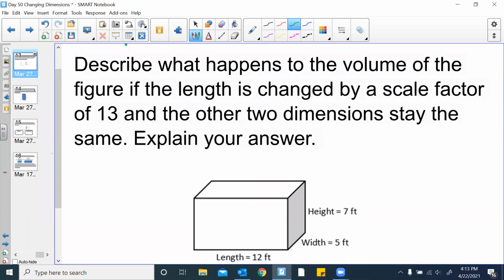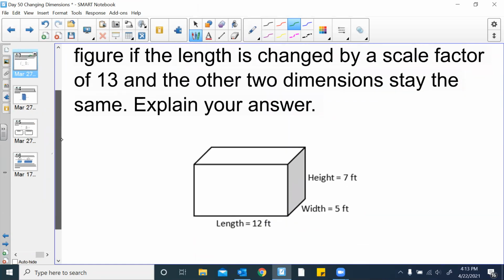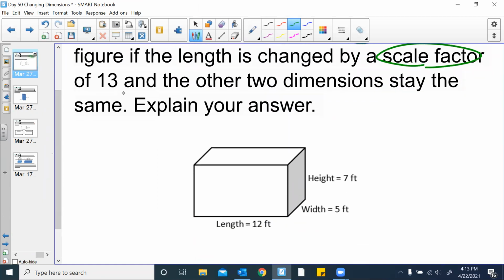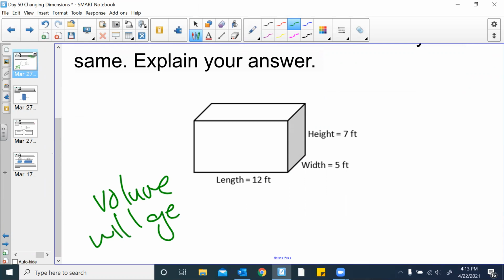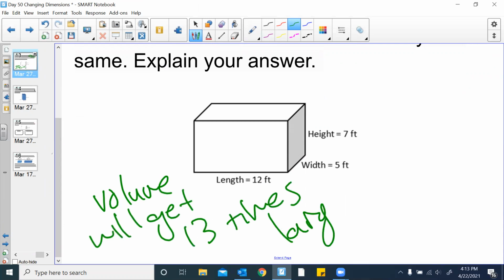All right, describe what happens when the volume of the figure is changed by a scale factor. Remember, we always multiply. The scale factor is 13, and the other 2 dimensions stay the same. I can tell you that the volume will get 13 times larger. Think about it: scale factor, multiply. The scale factor is 13, and we always multiply.